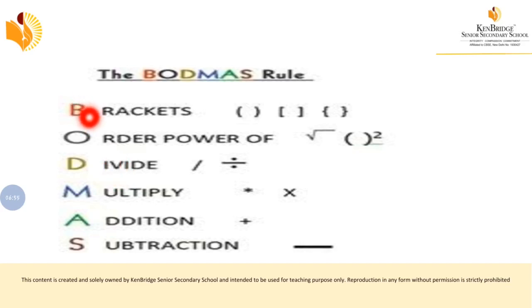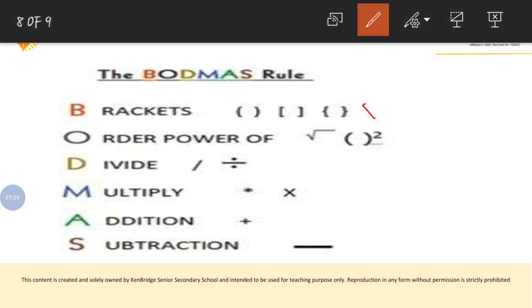First you have to take the brackets. Whatever is given inside the bracket, you have to perform that first. Inside the bracket, whatever operation is there, you have to calculate. Then only can you proceed with the remaining operations. After that, you have to check if there is any division, then you proceed with that. Now we don't have the order, power of, in this question, so don't worry about that.